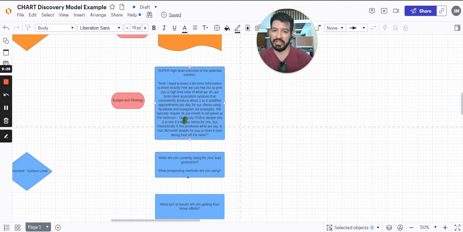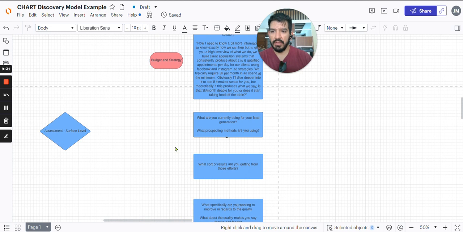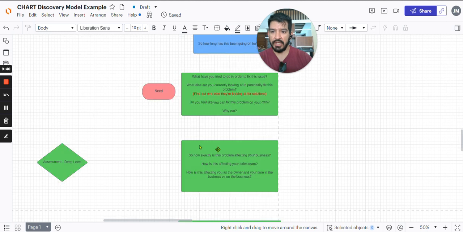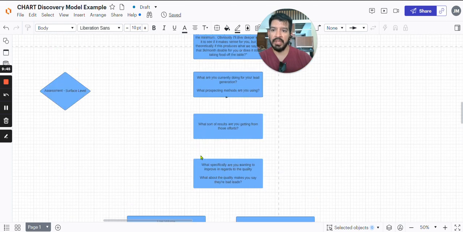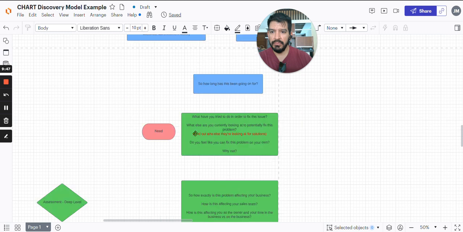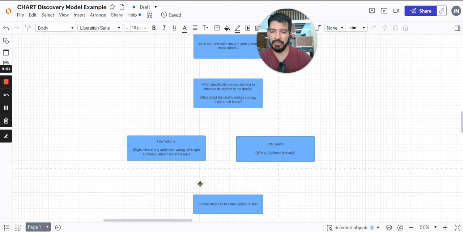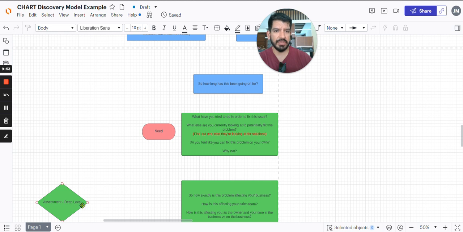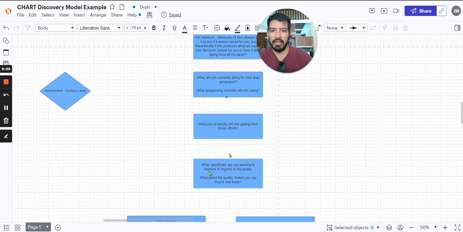Now, the next thing you want to do is assessment. The blue is going to be surface level assessment, and then down here we get deeper on the assessment level, so it starts trickling down. I think I told you green was reframe or something, but anyway, green is actually the deep level assessment on this specific chart. Surface level means you barely touch the surface.